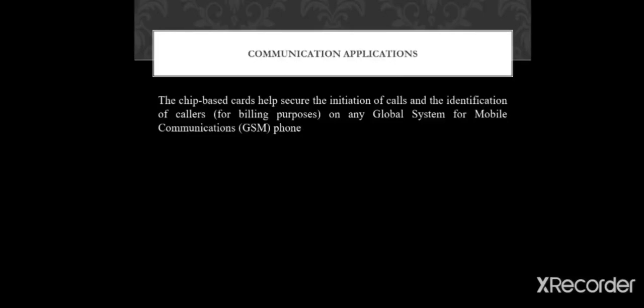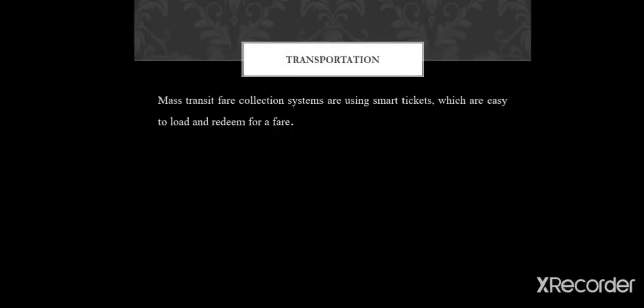Communication. How can we use it in communication? The chip-based card helps secure the initiation of a call and identification of the caller on any Global System for Mobile Communication, or GSM. Like on a SIM card, we see a silicon system is used for getting the network. And now in the transportation section, mass transit fare collection systems are using smart tickets which are used for fare. Like nowadays we are traveling in metros.